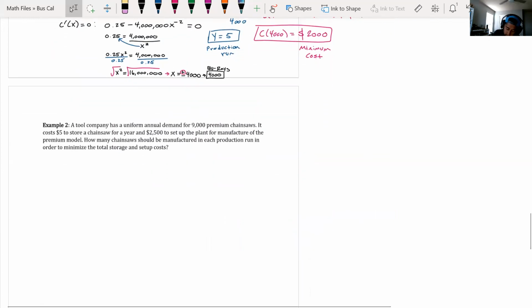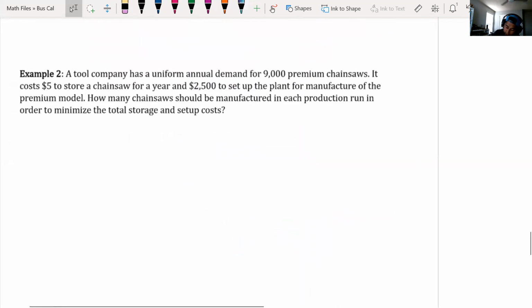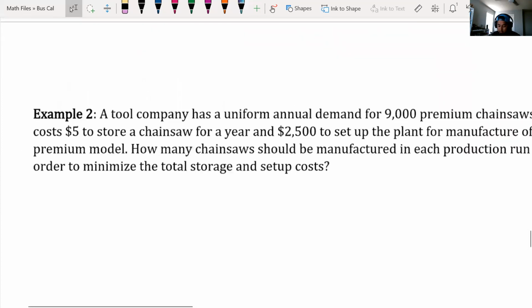Same thing. A tool company has a uniform annual demand for 9,000 premium chainsaws. If it costs $5 to store a chainsaw for a year and $25,000 to set up the plant for manufacture of the premium model, how many chainsaws can be manufactured in each production run in order to minimize the total storage and setup costs? All right.